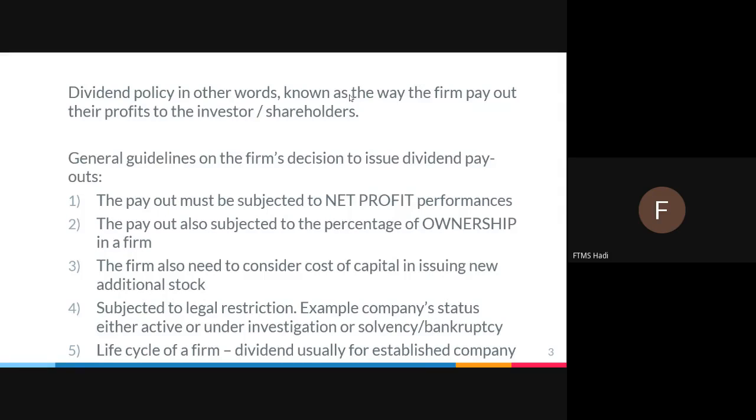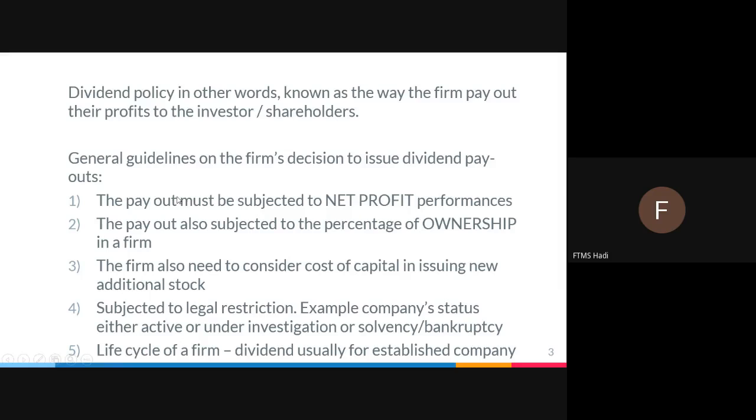It's not like every year we give a dividend without justification. Not that way. To issue a payout or dividend, the general guidelines are set by what we call the universal rule on the firm's decision to issue dividend payouts.